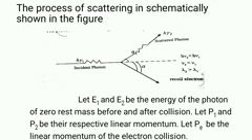The process of scattering is schematically shown. Let E1 and E2 be the energy of the photon before and after collision. P1 and P2 be the momentum of the photon before and after collision. Pe be the momentum of the electron.